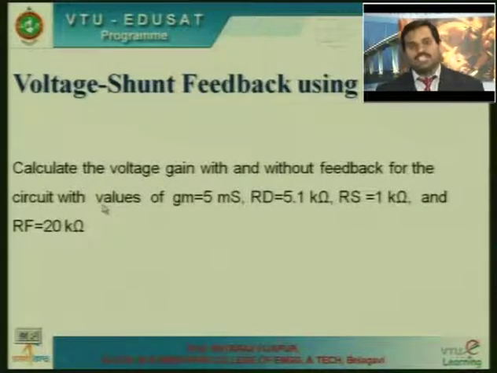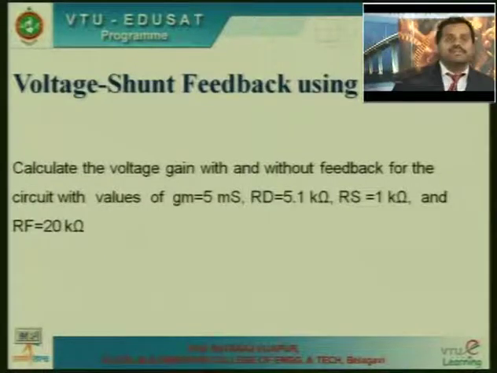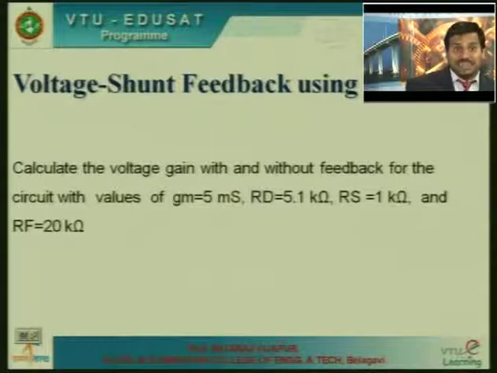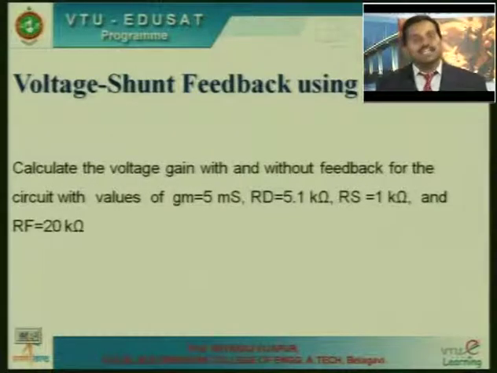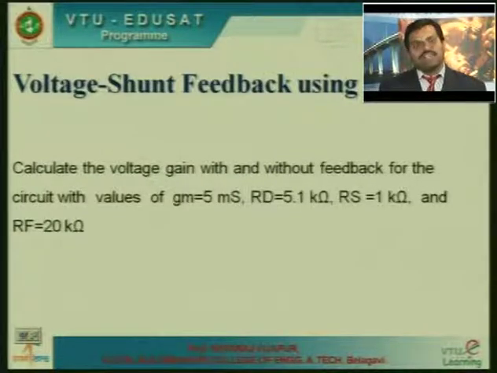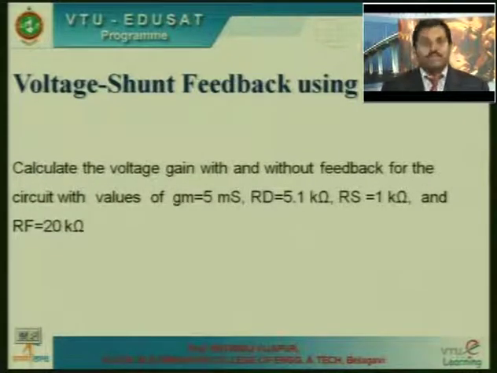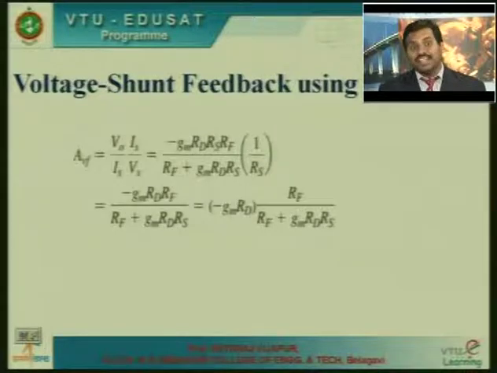Calculate the voltage gain with and without feedback. Okay. For the circuit with the values, transconductance gm equals 5 millisiemens, RD equals 5.1 kilo ohms, RS equals 1 kilo ohm, and feedback resistance RF equals 20 kilo ohms. So, use these elements. So, very simple, we have already derived.